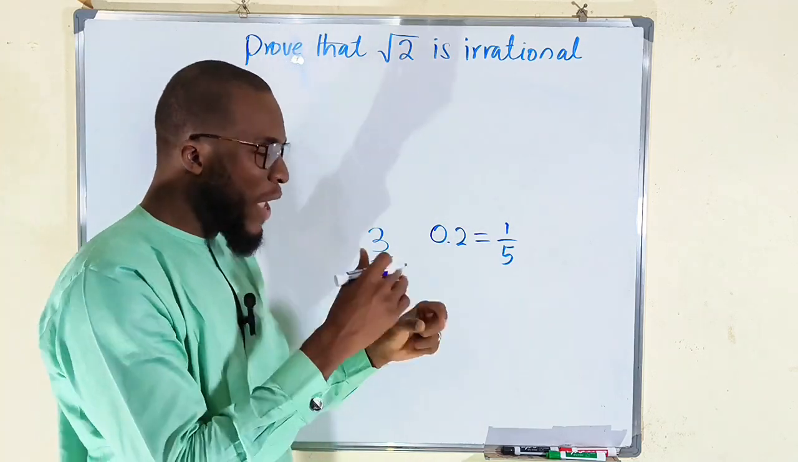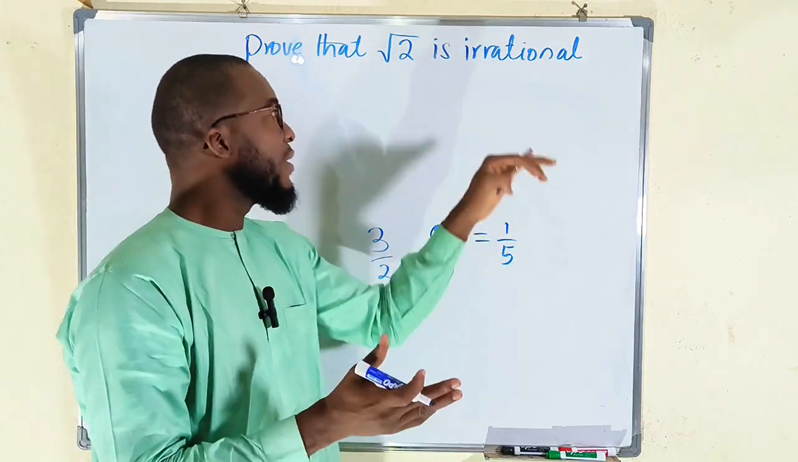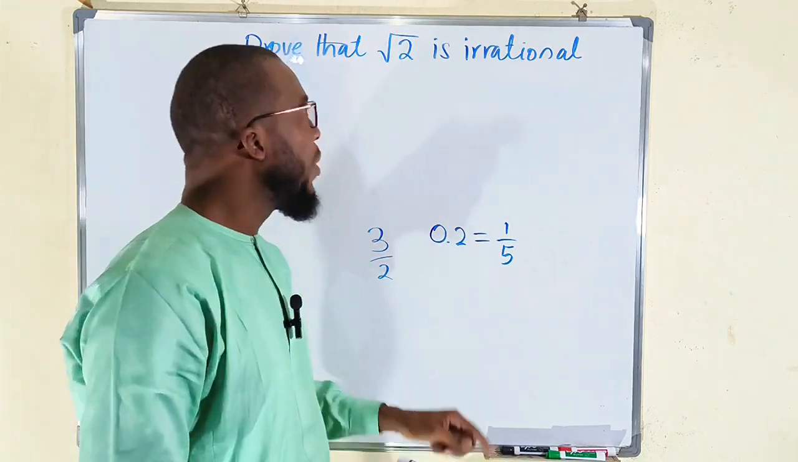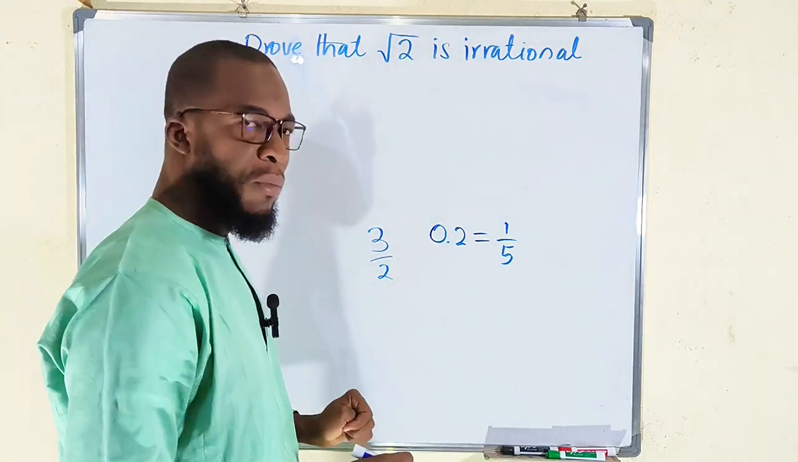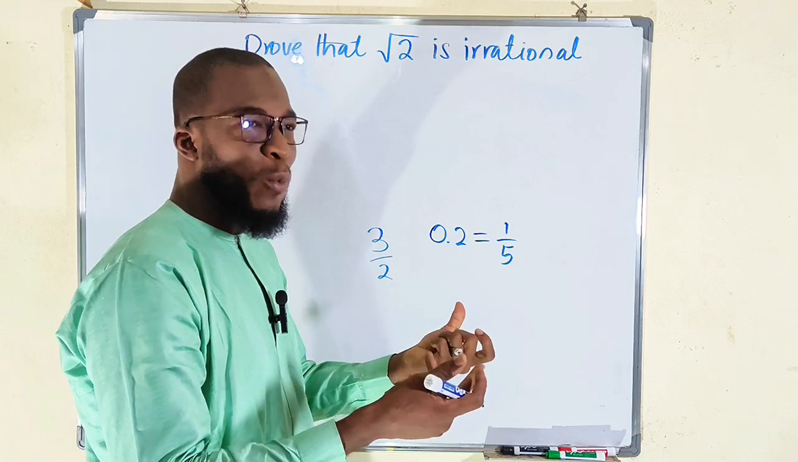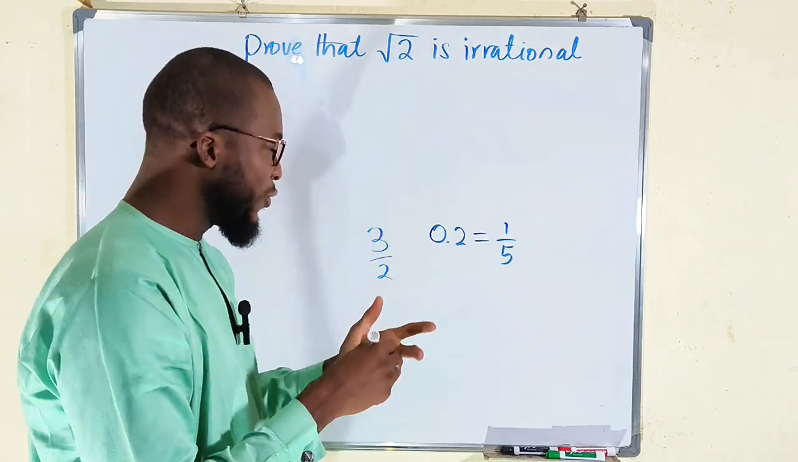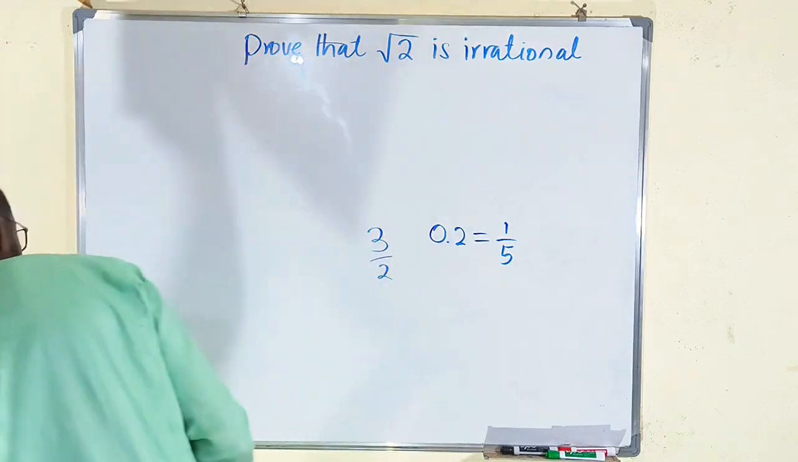But there are no two integers that you can divide to get the square root of 2, meaning the square root of 2 is not a rational number. But we are going to prove this by contradiction, meaning we assume the opposite. We are going to assume the square root of 2 is a rational number. So by contradiction, let's get started.